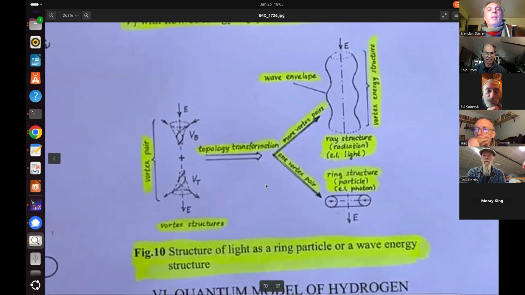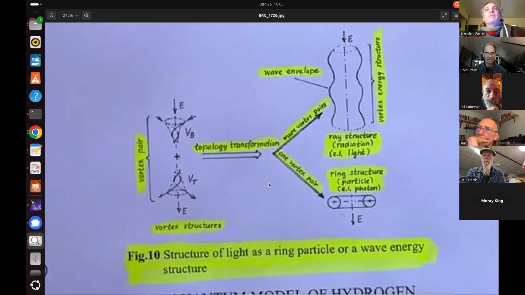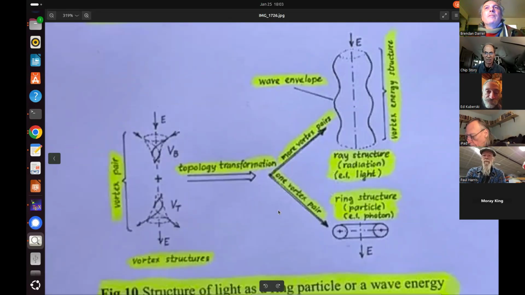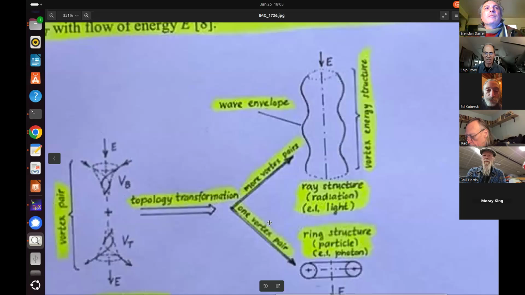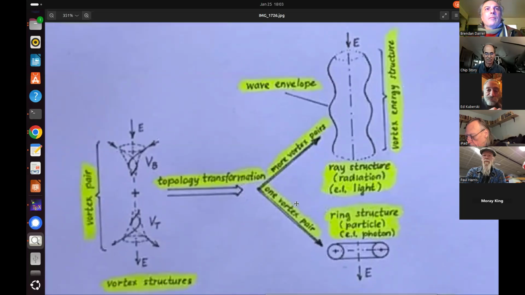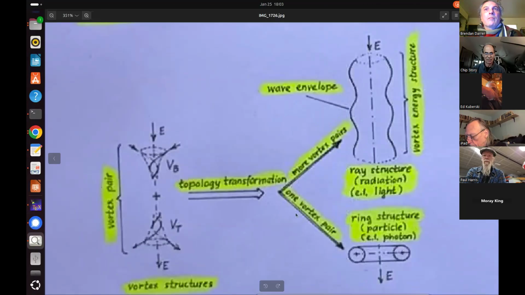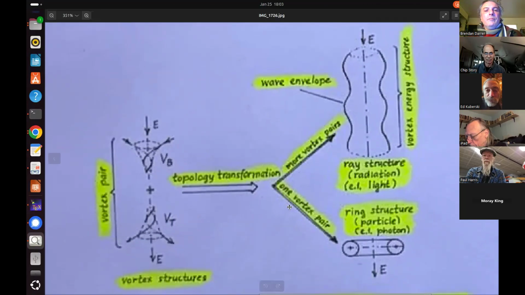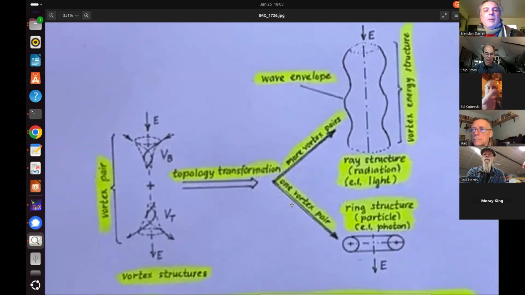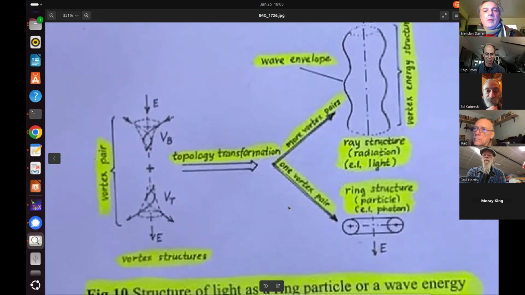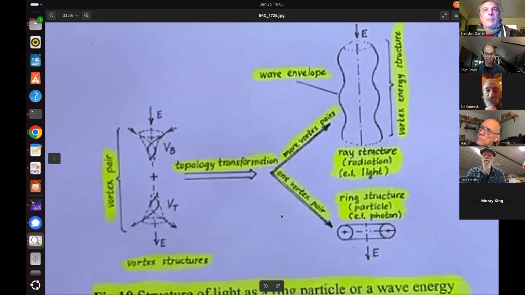I wonder where Pavel got this from, how much of it is his ideas, or whether he got it from some secret knowledge or whatever. We'll have to ask him that. But what goes to the right of all this, the topology transformation, is really important, because this is how he shows that a ring structure, when it's formed into itself, becomes a particle, but when it's broken apart, basically, it's radiation or light, right?